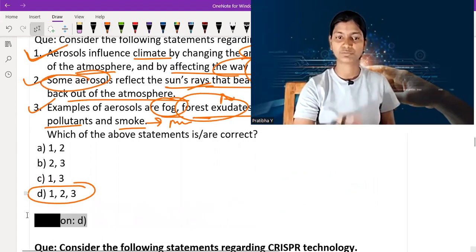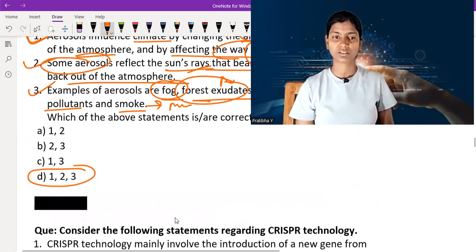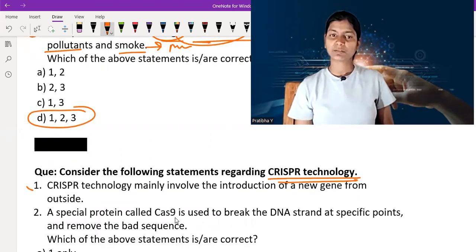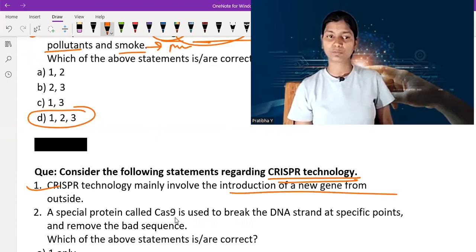Option D is correct. That means we are on the right path. Now let's move on to the next question. Consider the following statement regarding CRISPR technology. Statement one: CRISPR technology mainly involves the introduction of a new gene from outside. No. In CRISPR technology, we do not introduce new genes from the outside.